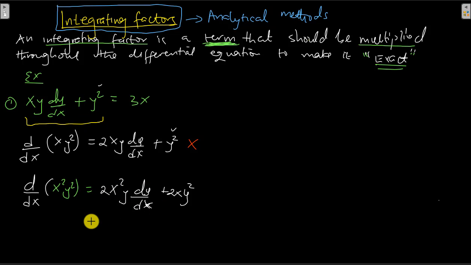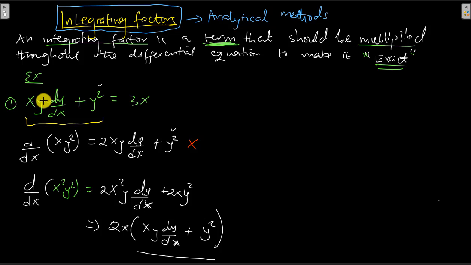But by further analysis, you realize that if you factorize out, let's see, what should we factorize out to make it look a little more like this? Let's factorize out 2x and see. What do we have inside there? We have xy dy/dx plus y², which is exactly what we have on the left-hand side. So what this tells us is that 2x is an integrating factor. This is very important.